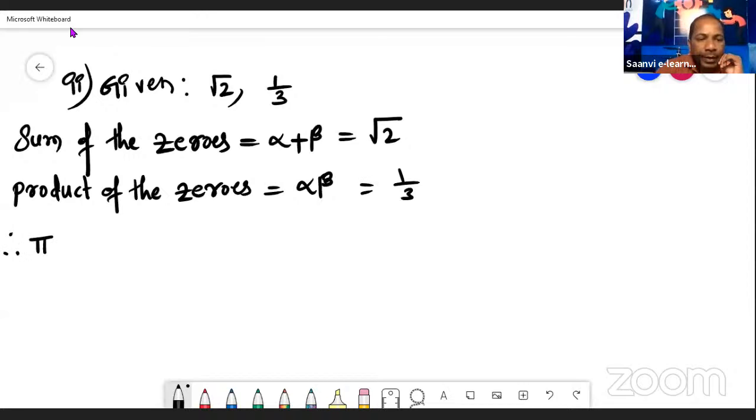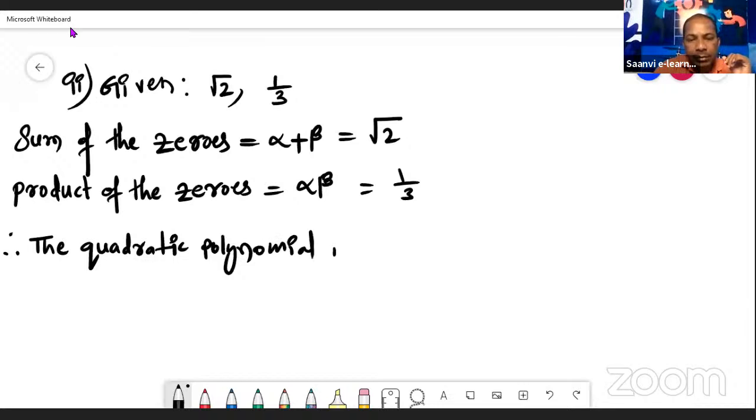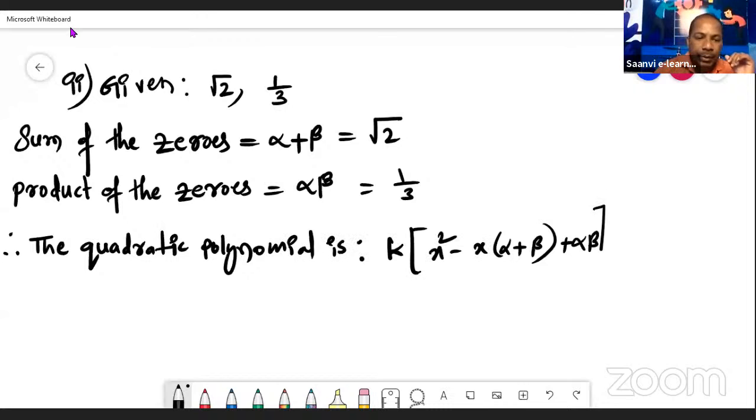what we have to find from them? The quadratic polynomial. Therefore, what is the quadratic polynomial? k of x squared minus x into alpha plus beta plus alpha beta. So this is the quadratic polynomial. Okay, whenever zeros are given, this is the formula for finding the quadratic polynomial.